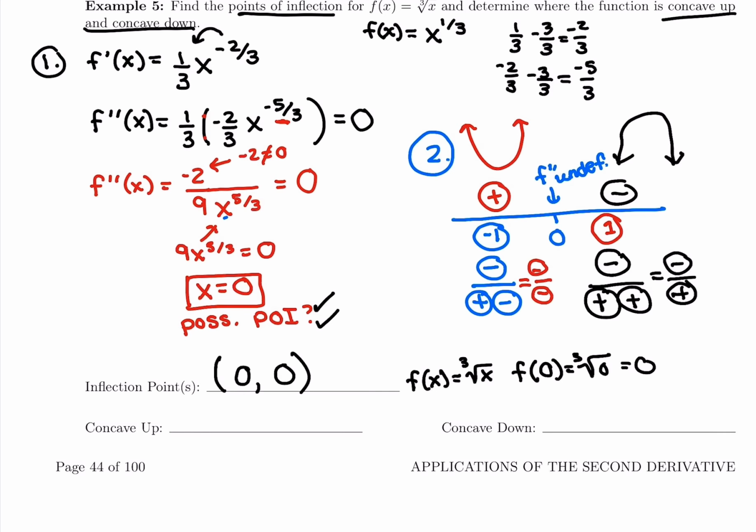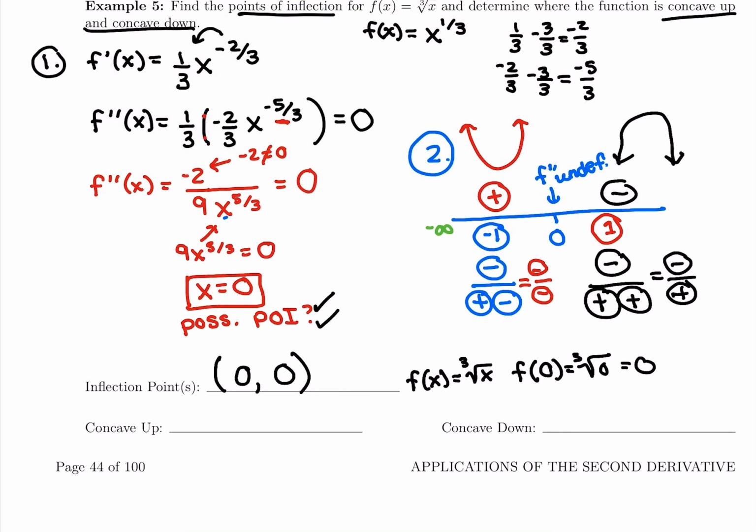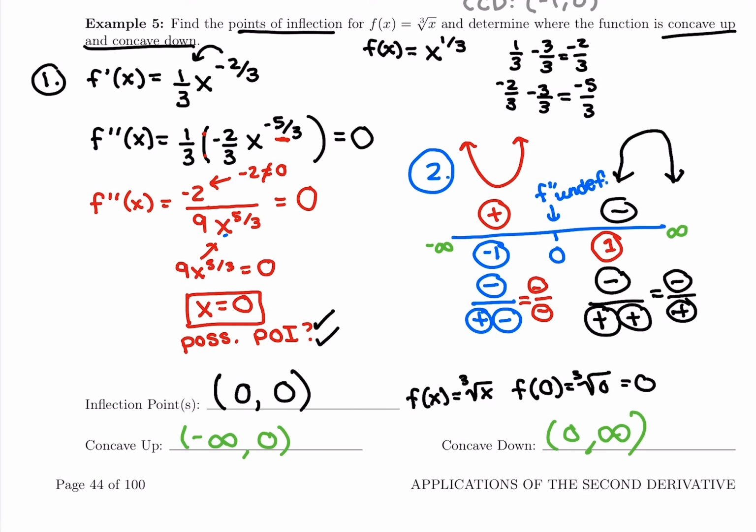And then for answering concave up and concave down, remember to the left is negative infinity, to the right is positive infinity. So I am concave up before 0. So negative infinity to 0. And then after 0, 0 to infinity. So there is all of my work doing our 2 steps, but with the second derivative.